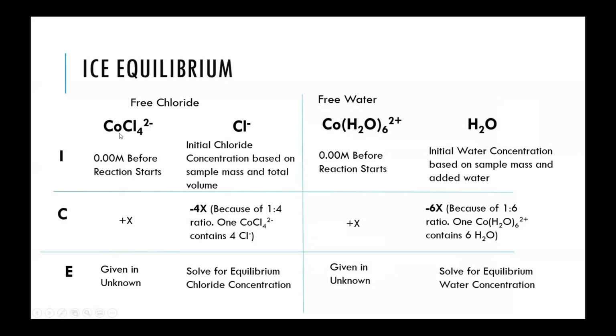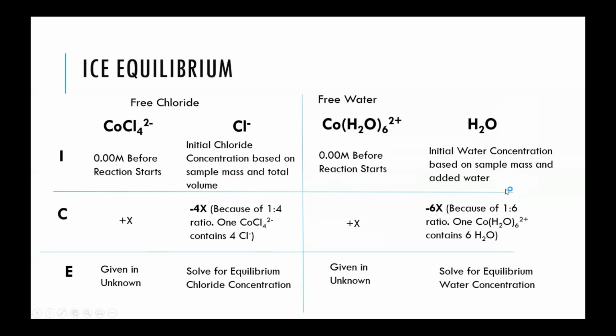And in the case of cobalt tetrachloride, every 1 cobalt tetrachloride complex contains 4 chlorides. So if you have the initial chloride, that total concentration of all possible chloride present, and you subtract the amount that's contained within the cobalt tetrachloride complex, now you're able to solve for the free-floating amount of chloride that's present in the sample.